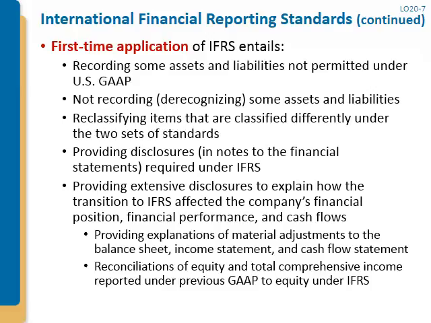4. Providing disclosures in notes in the financial statements required under IFRS but not under U.S. GAAP. 5. Providing extensive disclosures to explain how the transition to IFRS affects the company's financial position, financial performance, and cash flows. These disclosures include A. Providing explanations of material adjustments to the balance sheet, income statement, and cash flow statement, and B. Reconciliations of equity and total comprehensive income reported under previous GAAP to equity under IFRS.